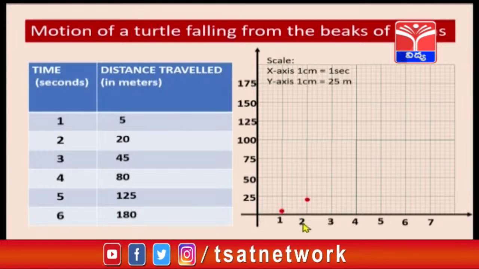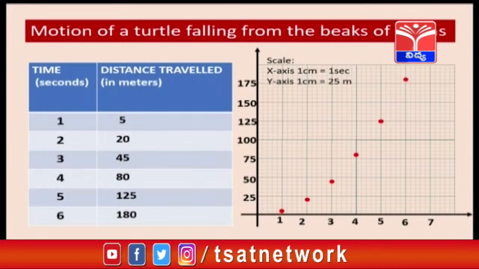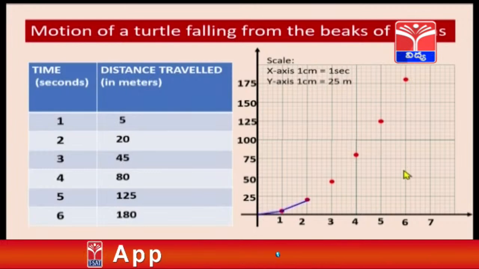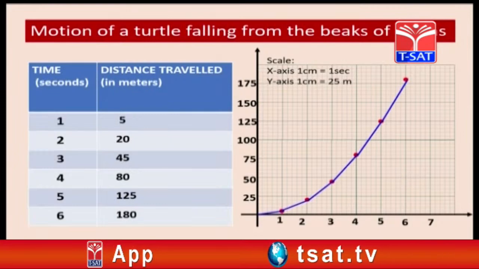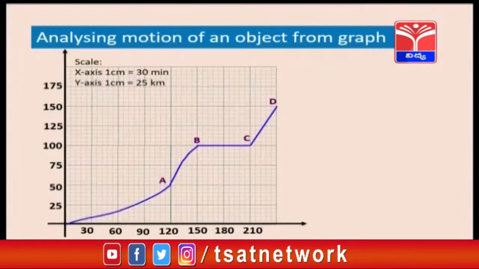For the second second it covers a distance of 20. In the third second it covered a distance of 45 meters. After 4 seconds it covered a distance of 80 meters. After 5 seconds it covered a distance of 125 meters, and finally it covered a distance of 180. Map all these points and you will get a curve. So what does this curve represent? That means the turtle's motion is non-uniform motion. So observe this table, children, it is very important here.